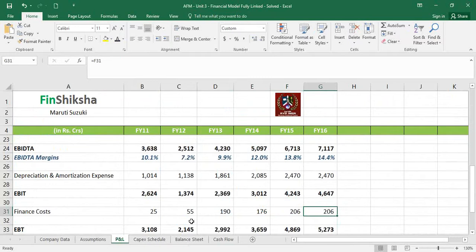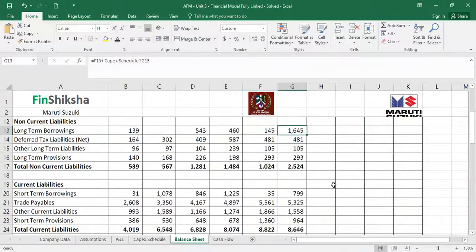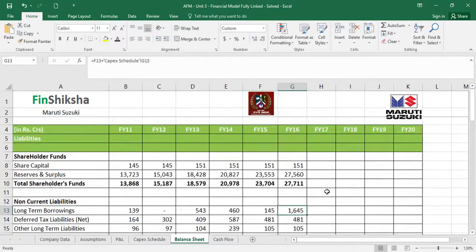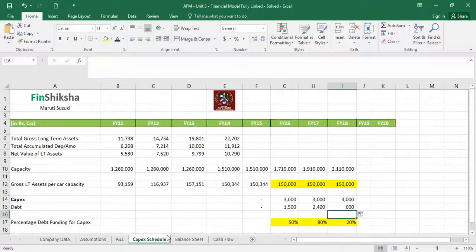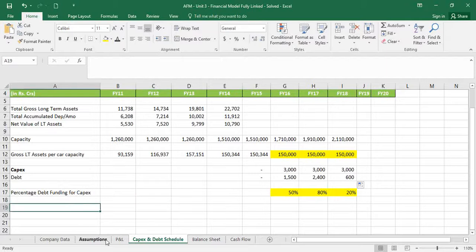That is no longer the case once we start incorporating bigger debt numbers. Once we start incorporating bigger debt numbers, interest cost may not remain constant. And hence, where you are doing the capex schedule, either you could create another schedule called debt schedule, or just rename this as capex and debt schedule. So we can rename this as capex and debt schedule, and we can say interest cost calculations.